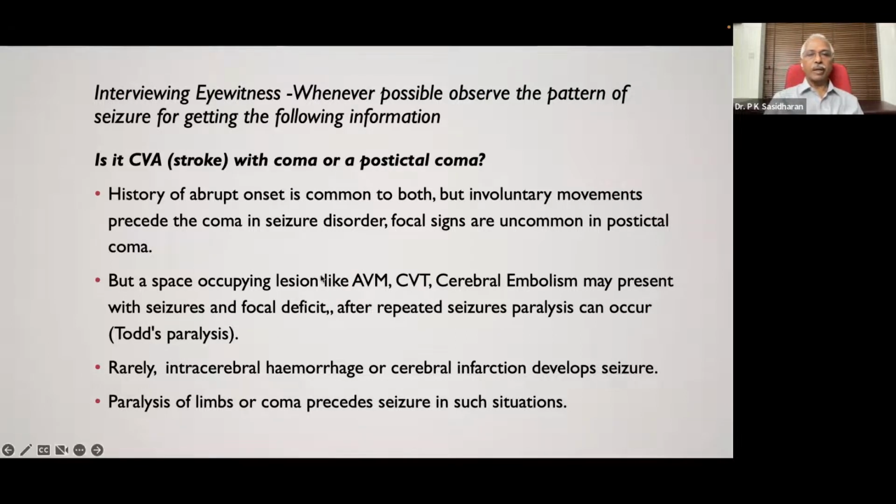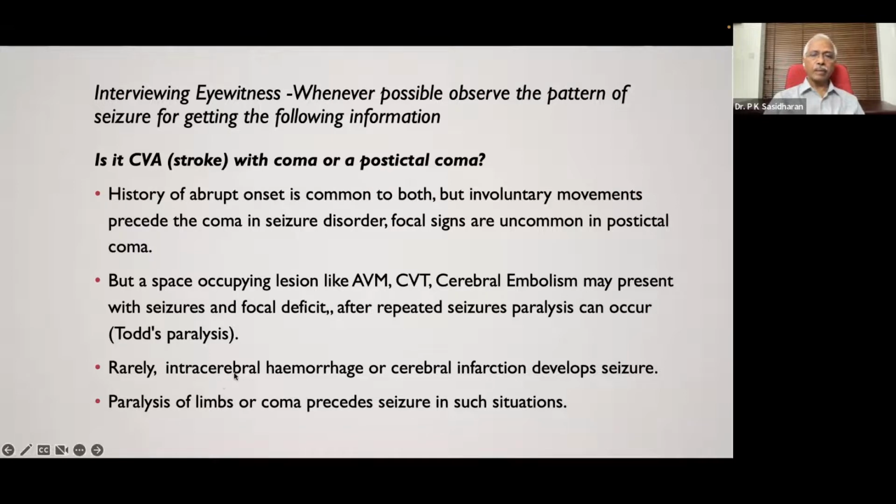But a space-occupying lesion like AV malformation, cerebral thrombosis, or cerebral embolism may present with seizure, and that is where you get a focal deficit and seizure. But after repeated seizures, paralysis can occur. That is called Todd's paralysis. When there are repeated seizures, you may get paralysis of that side. This is a very rare phenomenon.